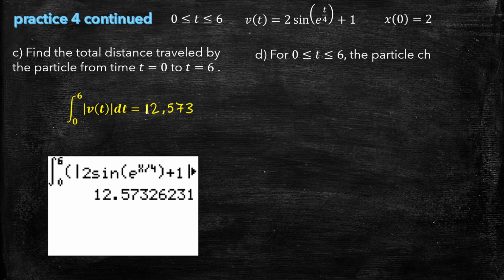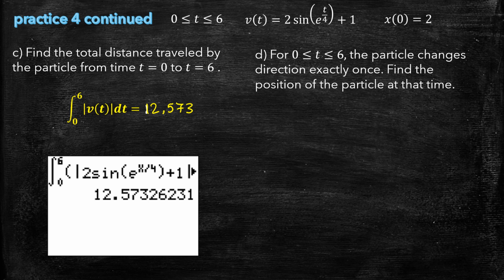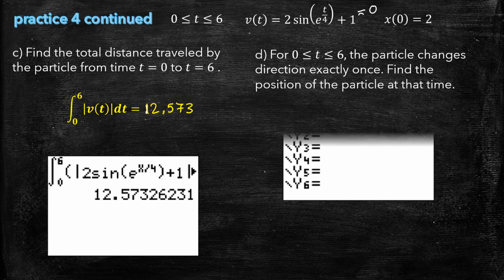The last part is a bit more involved, because it wants the position of the particle at the time the particle changes direction. We don't actually know when that happens. We could set this equal to 0, but you would have a tough time solving that. And when you're in the calculator section, you should never be doing much by hand. So we're going to find when the velocity is 0 using the calculator.